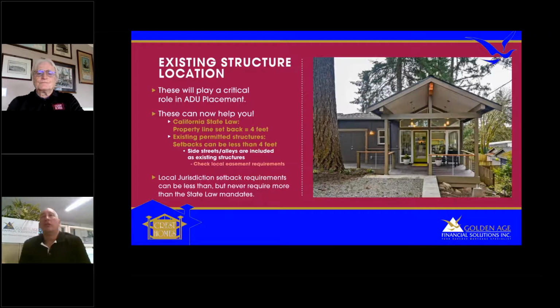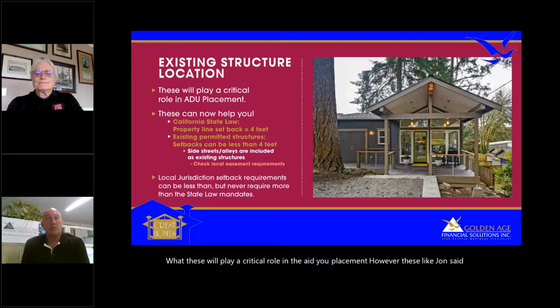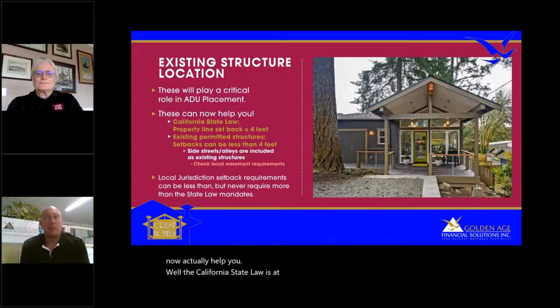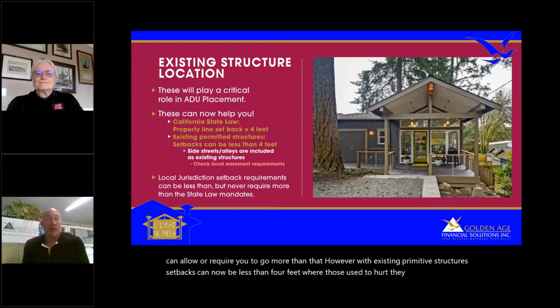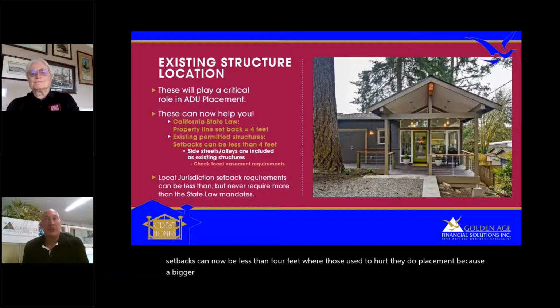Well, these will play a critical role in the ADU placement. However, these, like John said, can now actually help you. How's that? Well, the California state law is that a property line setback is 4 feet. Local jurisdictions can't allow or require you to go more than that. However, with existing permitted structures, setbacks can now be less than 4 feet. Where those used to hurt the ADU placement because of bigger setback requirements, they can now help us squeeze one into a much smaller lot now.